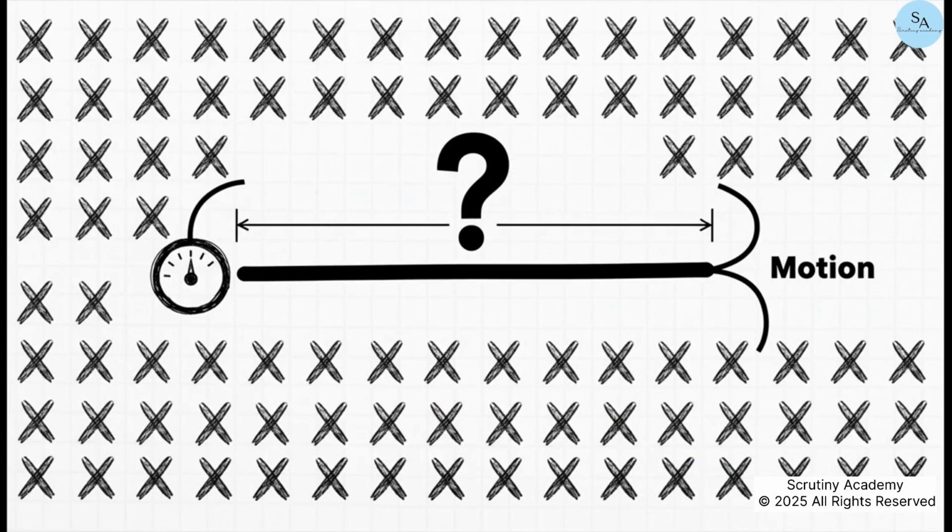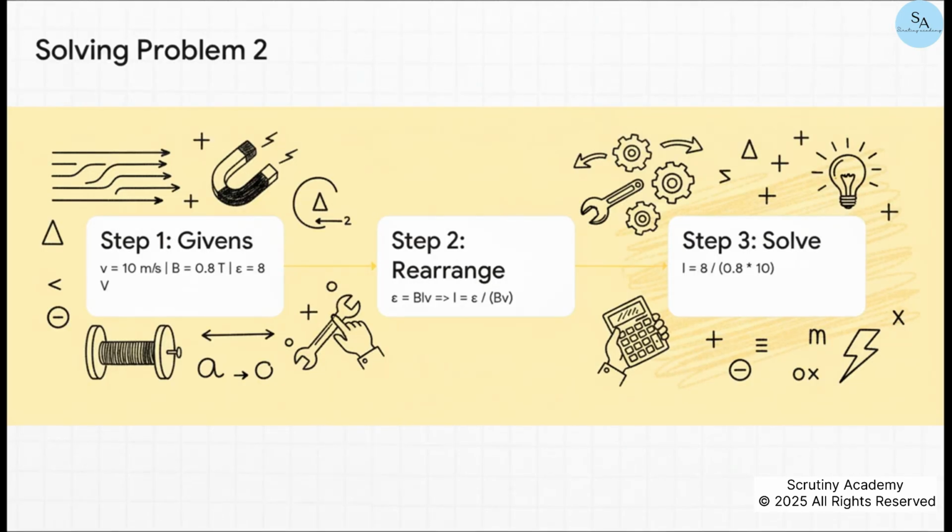And here's problem number 2. This time, we know the speed is 10 meters per second, the magnetic field is 0.8 Tesla, and the induced EMF is 8 volts. But the question is asking for something different. What's the length of the conductor? We're going to follow the exact same method. Step 1, list our givens. V is 10, B is 0.8, and epsilon is 8.